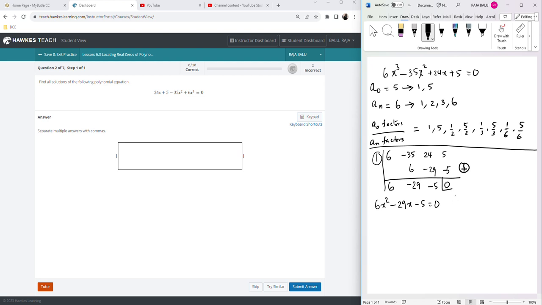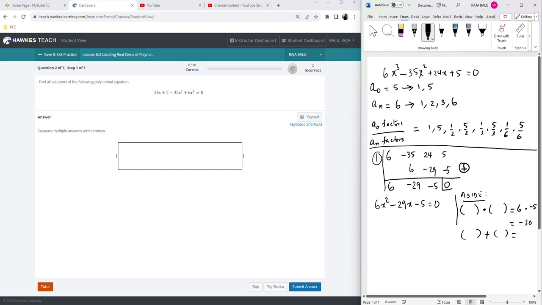This is essentially a factoring problem, which we have done some time before. So I go to the side and do the calculation. I need two numbers whose product is 6 times negative 5, which is negative 30, and whose sum is negative 29. So this would be negative 30 plus 1.